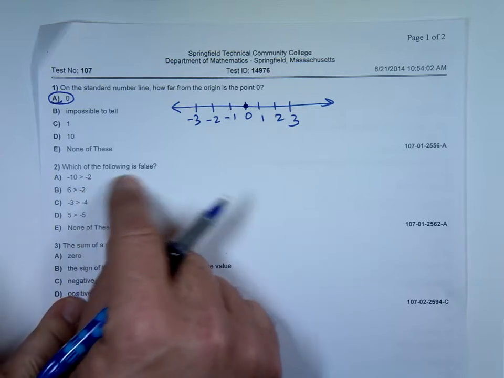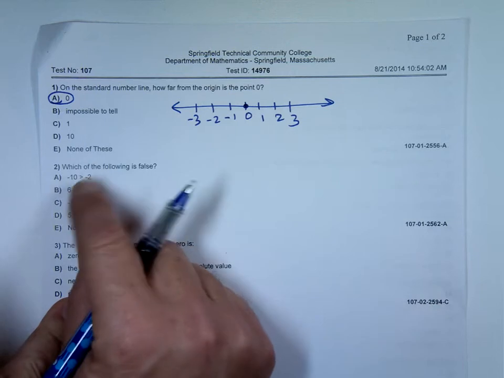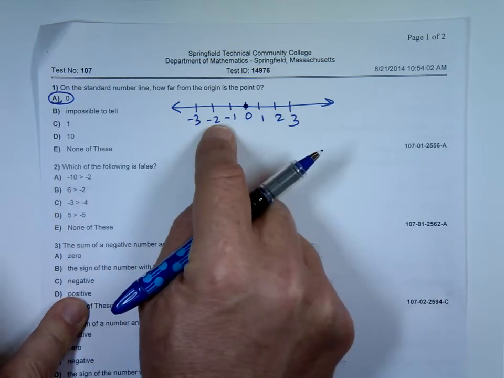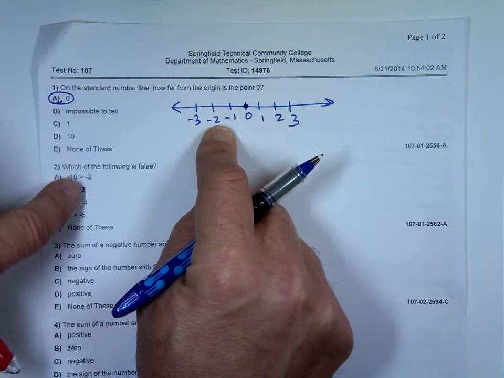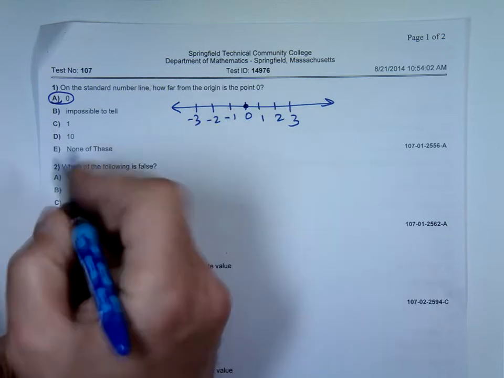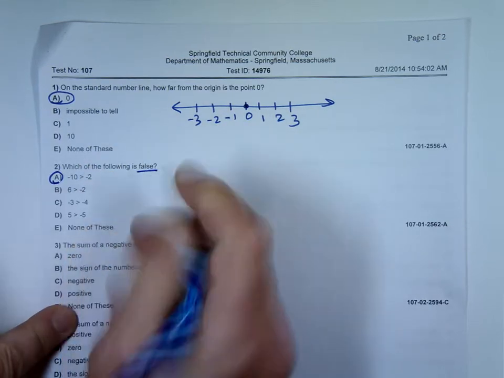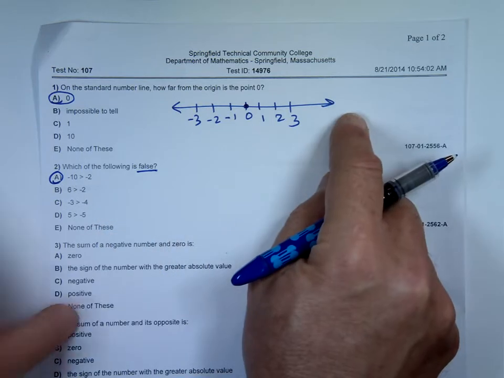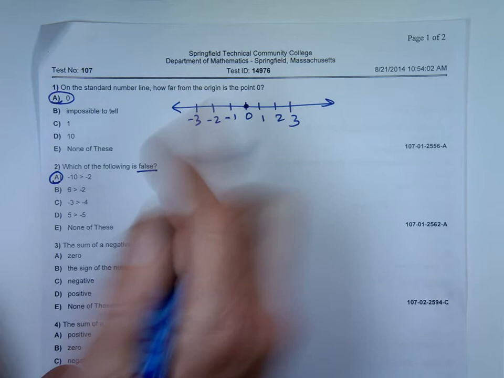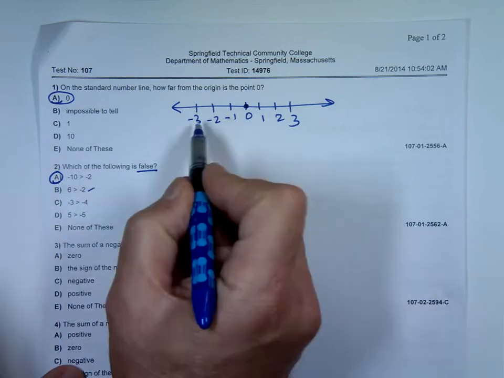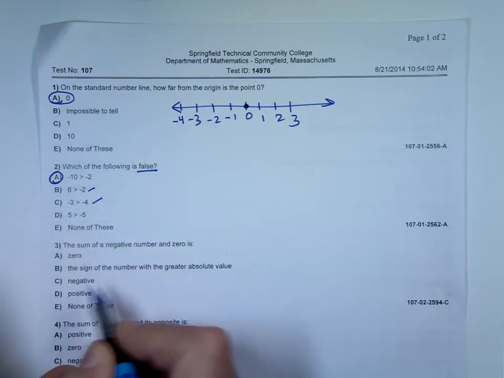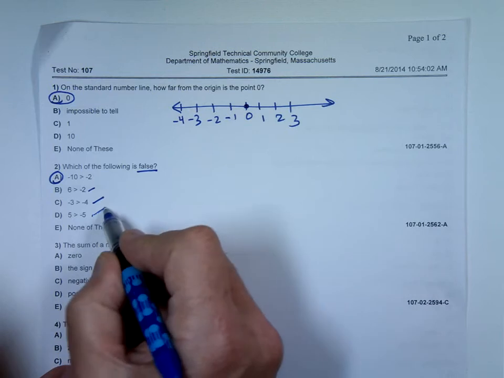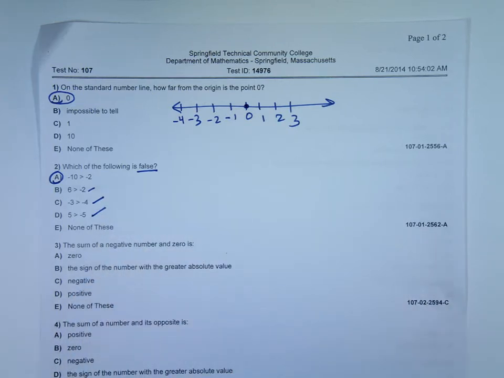Now, which one of the following is false? Remember, the number on the right is bigger than the number on the left. This is the -2, and the -10 is here. Is -10 bigger than -2? No, that's false, and they're asking which one is false. Let's look at this. 6 is somewhere here, -2 is here. Is 6 bigger than -2? Yes, it is. That's true. Is -3 bigger than -4? Yes, it is. Is 5 bigger than -5? Yes, it is. So the only one that's false is this one. The number on the right is always bigger than the number on the left.